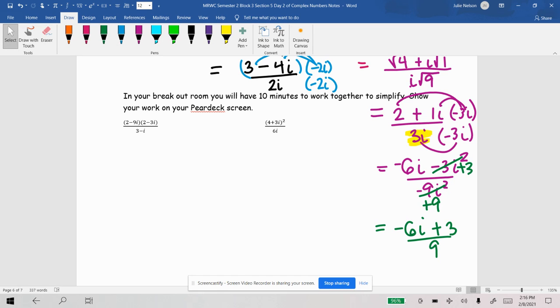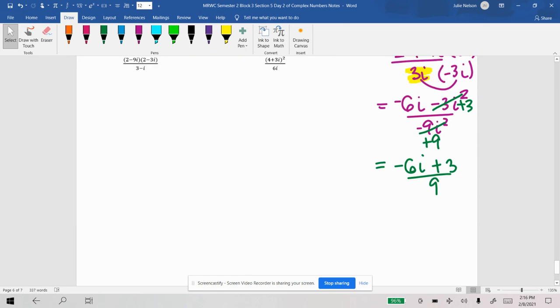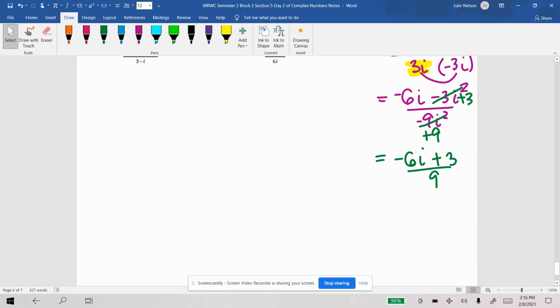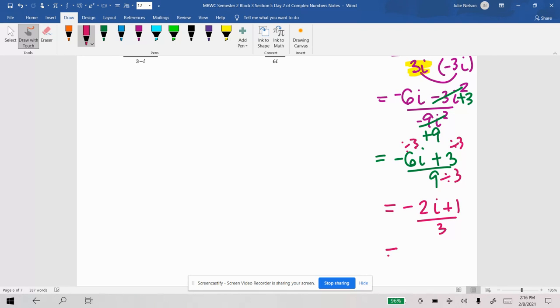And one last thing, what do you notice that all three terms have in common? Well, again, all three terms divide by 3. So negative 2i plus 1 over 3. And of course, you don't normally put the negative 2i first. You write it as 1 minus 2i over 3.